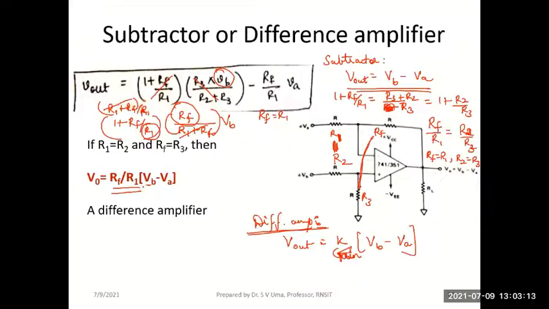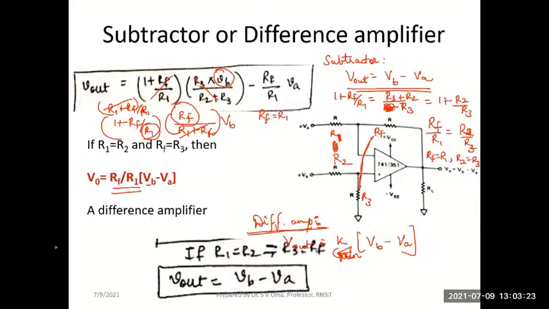Please remember, when you are calling it a difference amplifier, or a scaling difference amplifier, when do you call it a subtractor? All these conditions, if you remember, it would be easy for you to solve the problems. So as we already discussed, if all the four resistors in the circuit are equal, the output will simply be VB minus VA, which is the subtractor circuit. Any doubts with this so far?